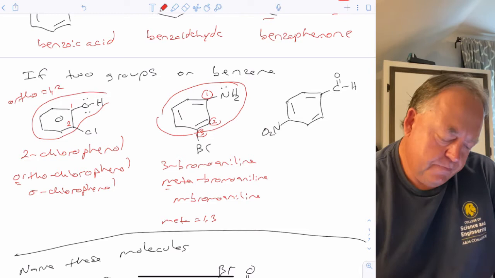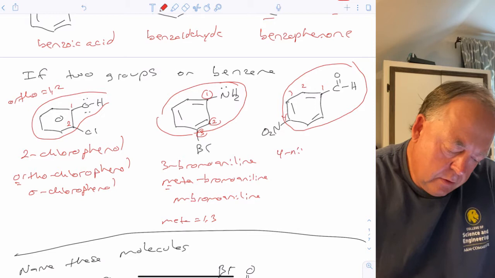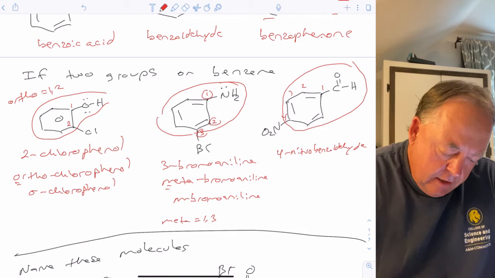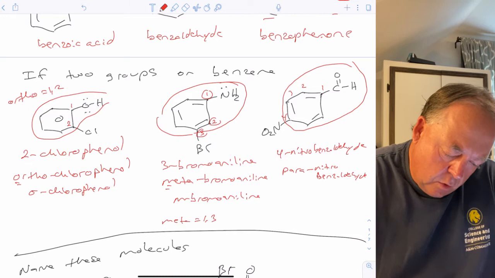Okay, and then in this case, that would be the parent, so that's benzaldehyde, so that's carbon 1, 2, 3, 4. So this would be 4-nitrobenzaldehyde. Or if they're 1-4 with respect to each other, then that's called para. So you could call it para or simply p.